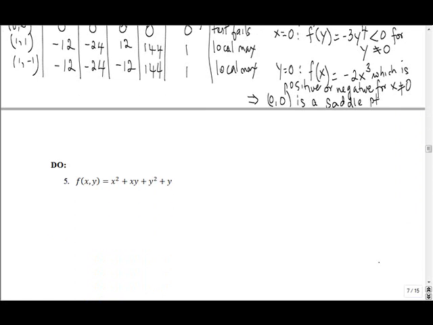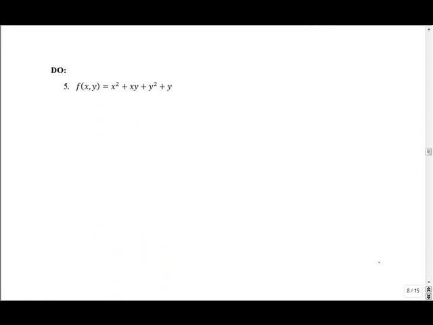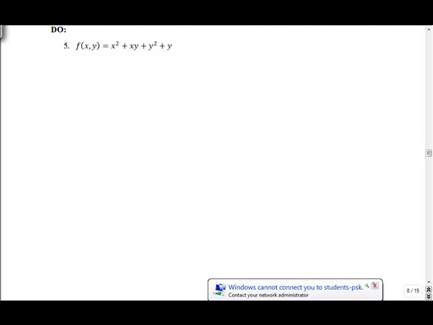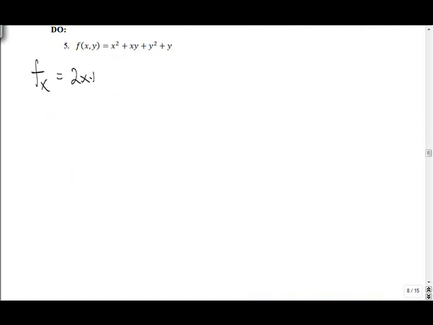Okay, try this one on your own, and then we'll go over it together. Okay, let's go over it together. Can one person give me fx, please? 2x plus y, put it equal to 0. Another person give me fy, please. And put it equal to 0. Can somebody tell me how you solve these two equations?